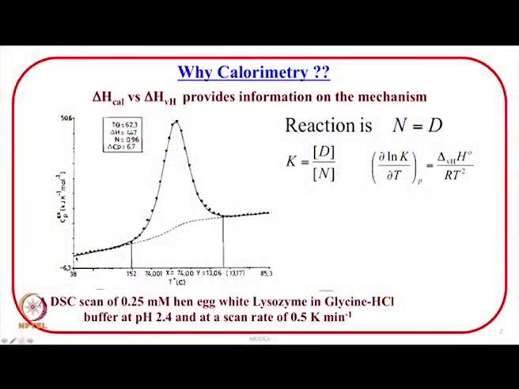And let us say, if we want to establish the calorimetric reversibility, look at this slide. This peak is associated with the unfolding of the protein. Establishing reversibility means that if we cool the system back, we should be able to get back the transition. That is, when you heat it, you get this transition, and when you cool it at the same scanning rate, we should be able to get back the same transition.